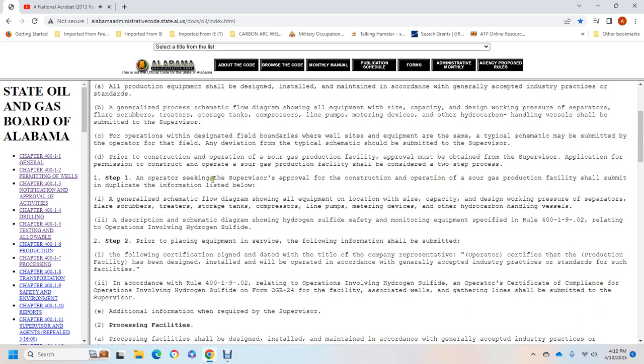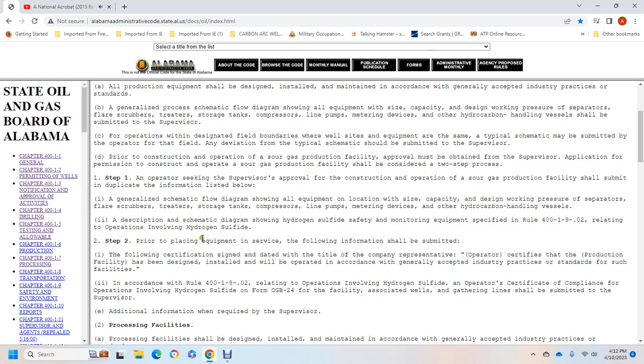Step 1. An operator seeking the supervisor's approval of construction operations for a sour gas production facility shall submit duplicate copies of the information listed below. 1. A general schematic flow diagram showing all equipment locations, size, capacity, design working pressure for the separator, flare, scrubbers, temperature, storage tanks, compressors, line pumps, metering devices, and other hydrocarbon handling vessels. 2. A schematic diagram showing hydrogen sulfide safety monitoring equipment as specified within Rule 401.902 relating to operations involving hydrogen sulfide.